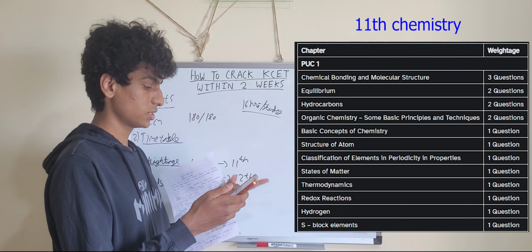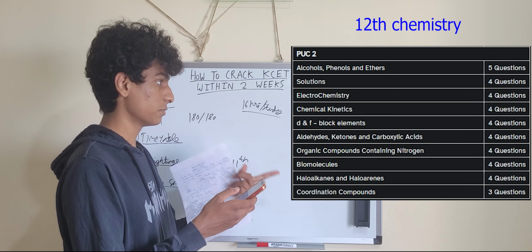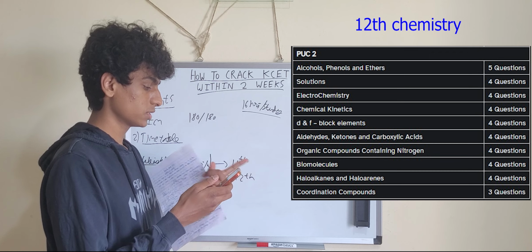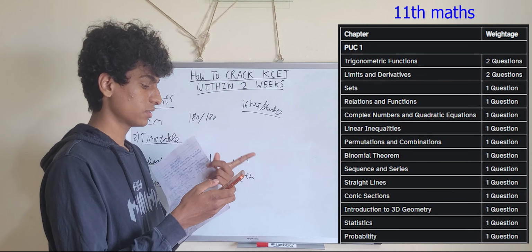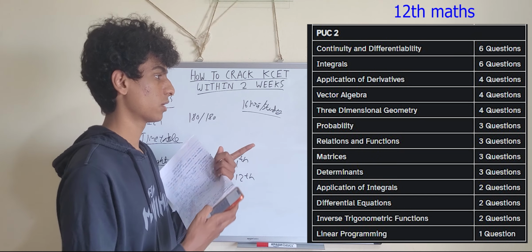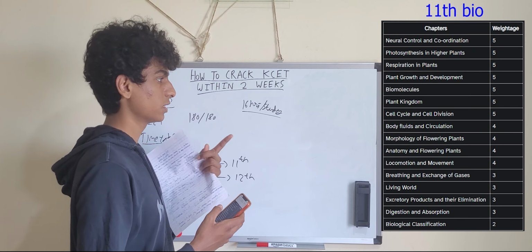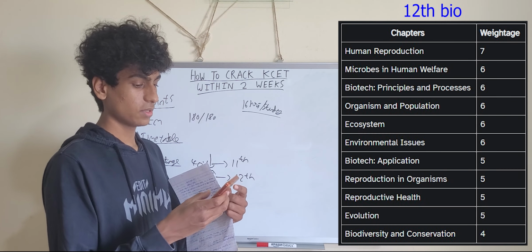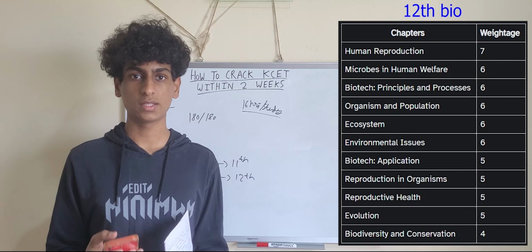This is for chemistry 11th, and this is for chemistry 12th. Now this is for maths 11th, and this is for maths 12th. After all that, even for bio students, we have this is for bio 11th, and this is for bio 12th. Here's the weightage for the whole KCET syllabus.